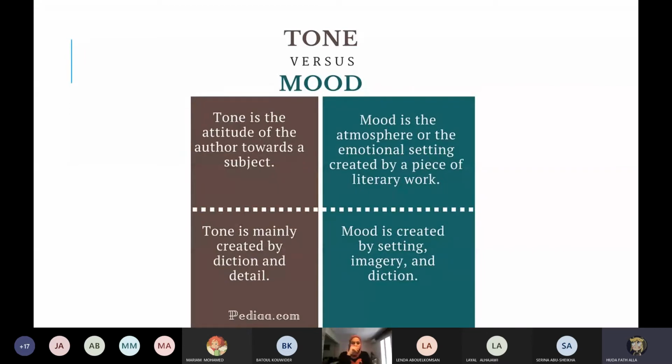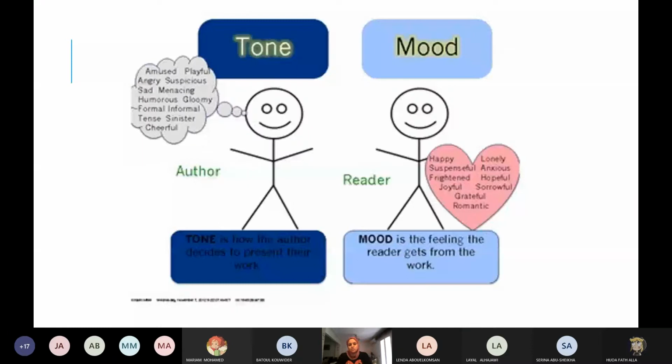Tone is made by the diction, the choice of words, and the details. Mood is created by the setting, the imagery, and the diction. So it is suspenseful because it has been created on an isolated island, with imagery and diction. Tone and mood here: author, tone; reader, mood. Okay, now we understand it very well.